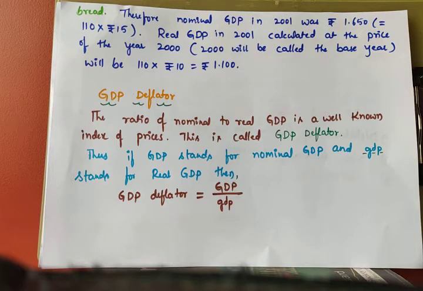When real and nominal GDP are calculated, we can get the GDP deflator. Why? In order to compare GDP figures, we need a particular concept, and that is the GDP deflator. What is the meaning of GDP deflator? It is the ratio of nominal GDP to real GDP, because it shows how the prices have moved from the base year to the current year.